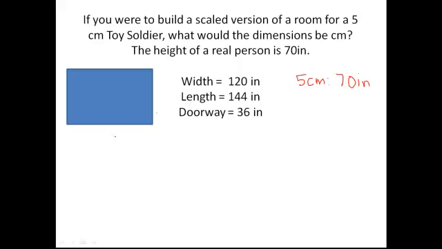So that's our scale. Then I'm using this rectangle right here to represent the length of 144 inches and the width of 120 inches. And we're going to make a little doorway in the room. And it says that that is 36 inches. And that little mark here denotes inches. So now you're asked to find the answer to each one of these.